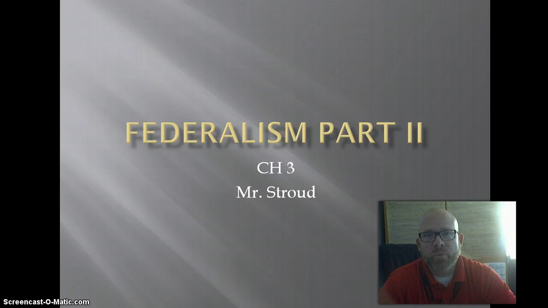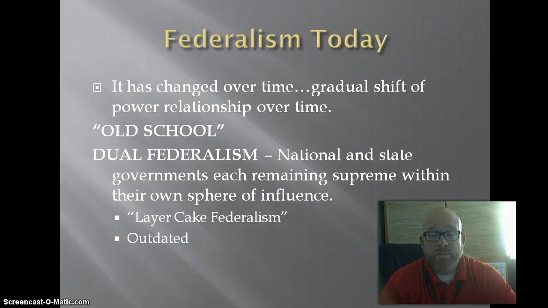Today we're going to take a deeper look at federalism and the relationship between state and the federal government over time. Again, federalism, that relationship between state and federal government, has changed gradually over time. We're going to start off talking about the old school version of how that relationship works. And when we say old school, we're talking about that relationship between the federal government and state governments more or less before we enter the 20th century. It begins to change at the time of the Civil War.